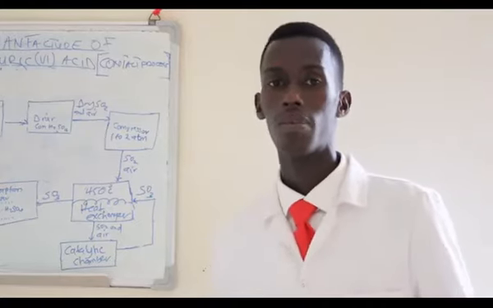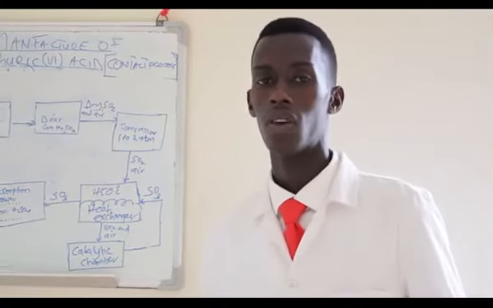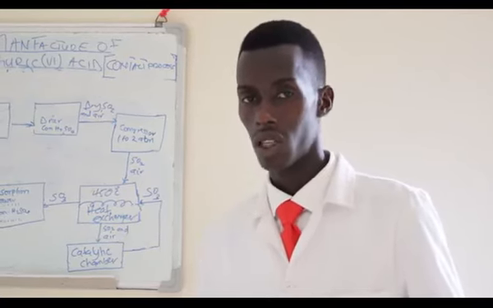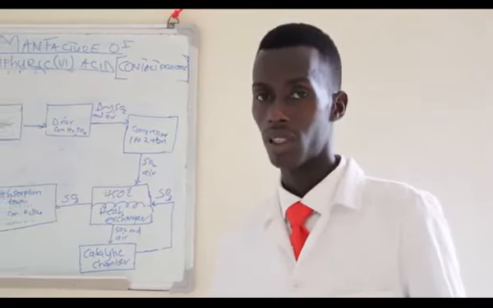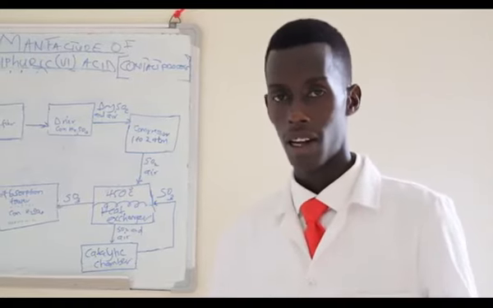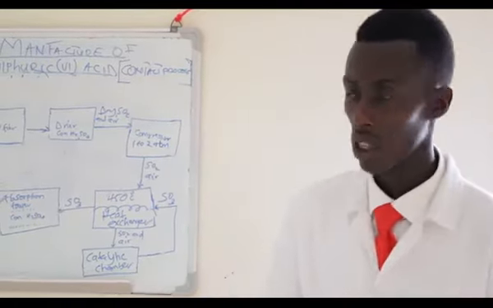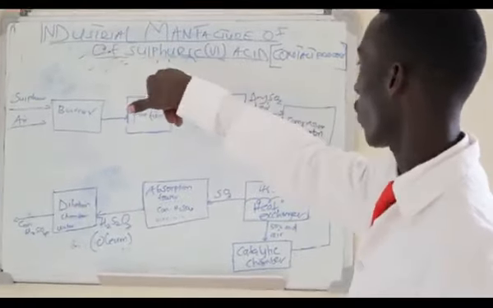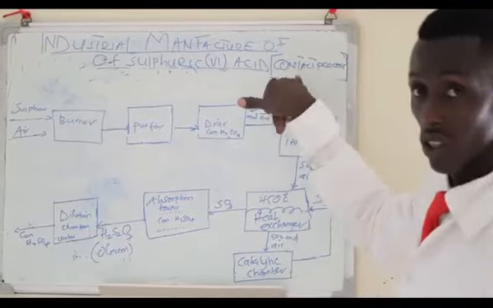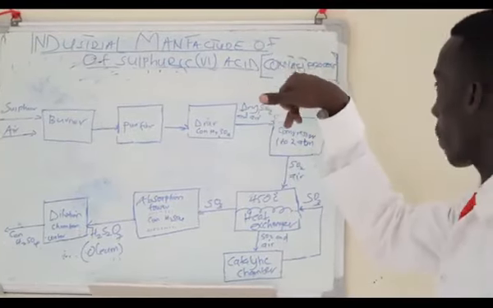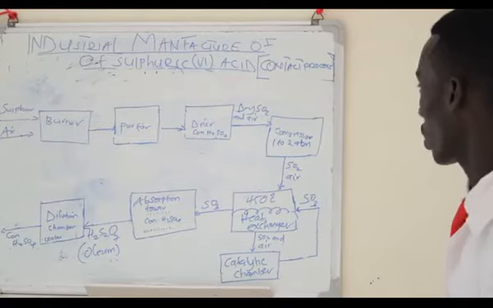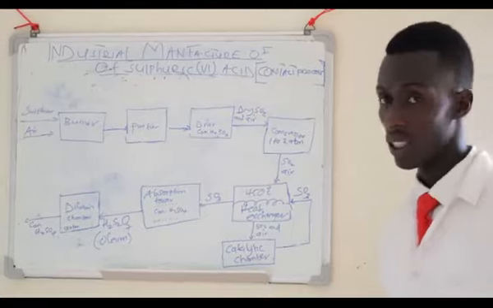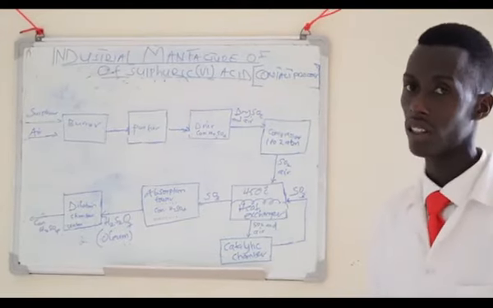So today we are going to discuss the industrial manufacture of sulfuric acid using the contact process. The contact process is a process used in the manufacture of concentrated sulfuric acid. You can check on the board. So we have the industrial manufacture of sulfuric acid using the contact process. The contact process is the one that we are using in the manufacture of this acid, which is concentrated sulfuric acid.